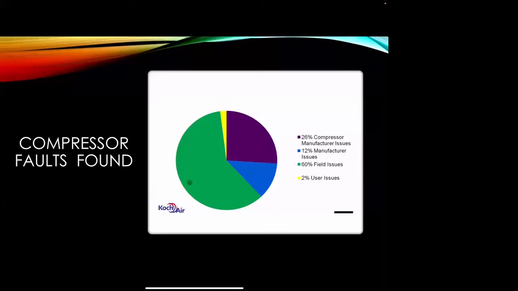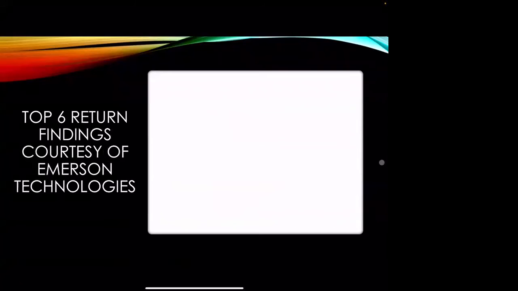However, 60% of them are misdiagnosis of field issues or other things that were done in the field that didn't prevent the compressor from failing. 2% user issues. So what's staggering is we have 60% being field issues out there. I would like to think that we're better than that too. So just be careful of how we check these things.